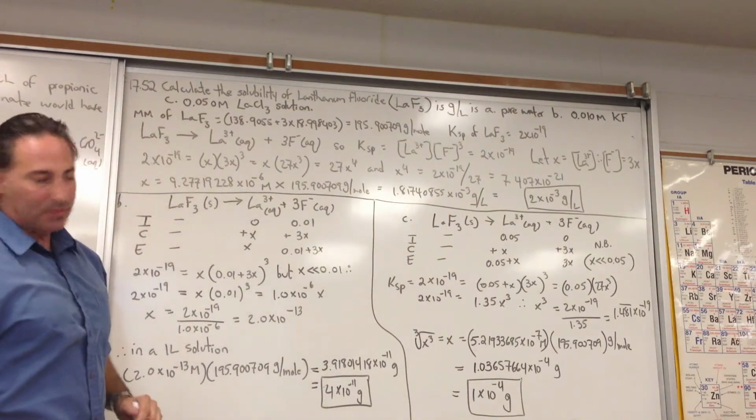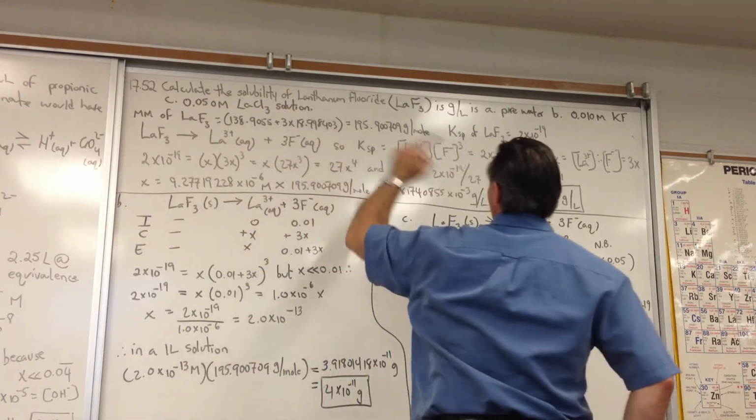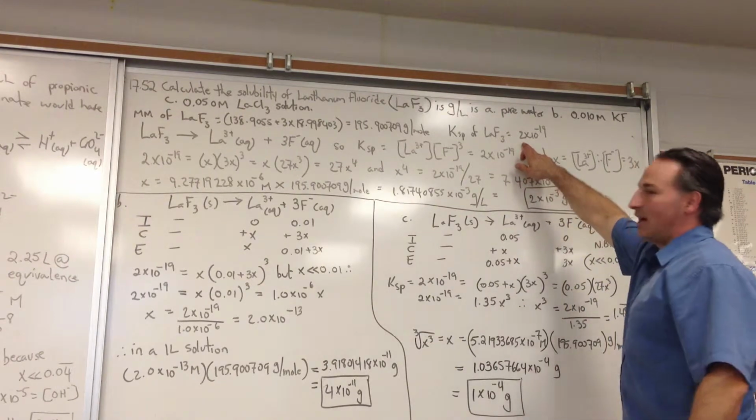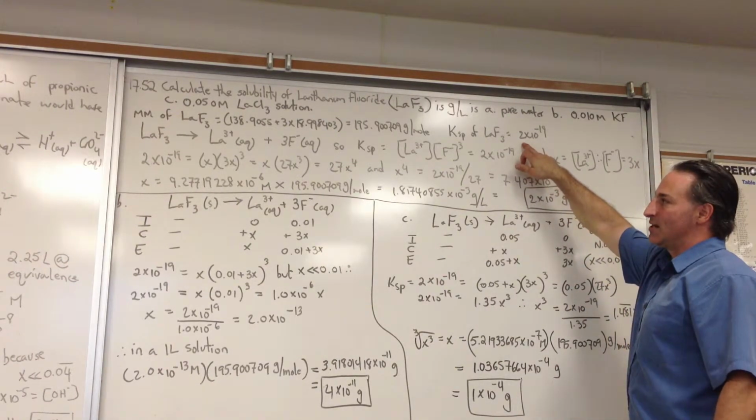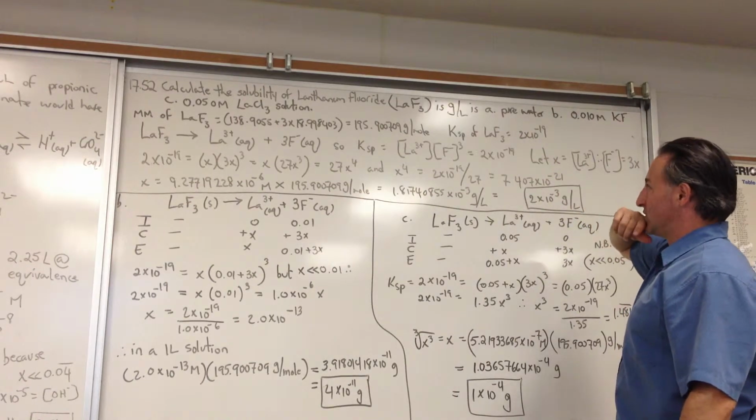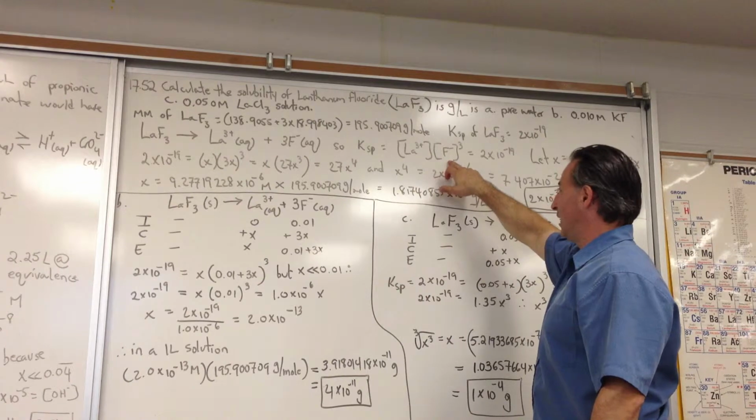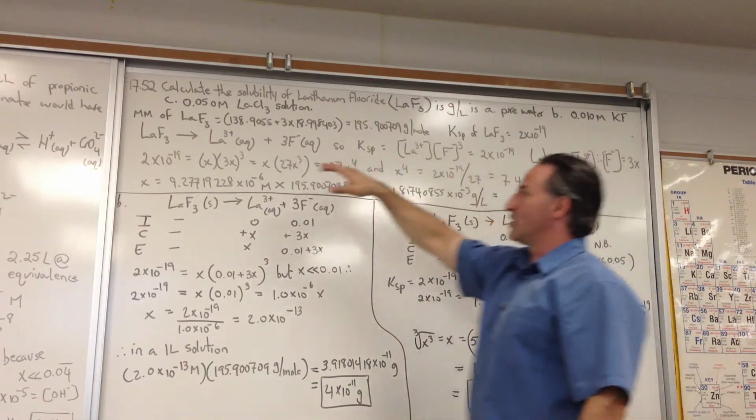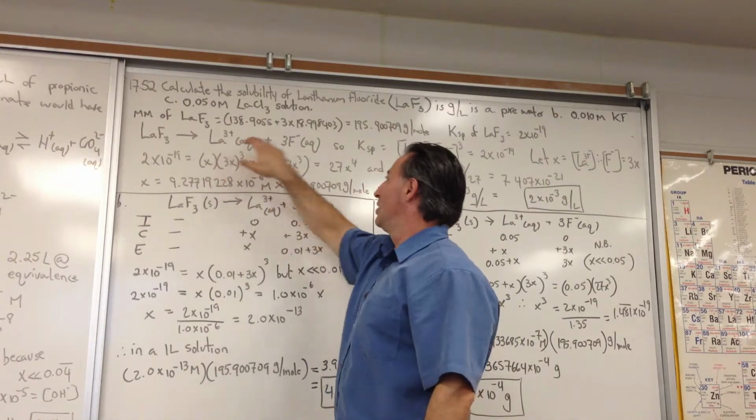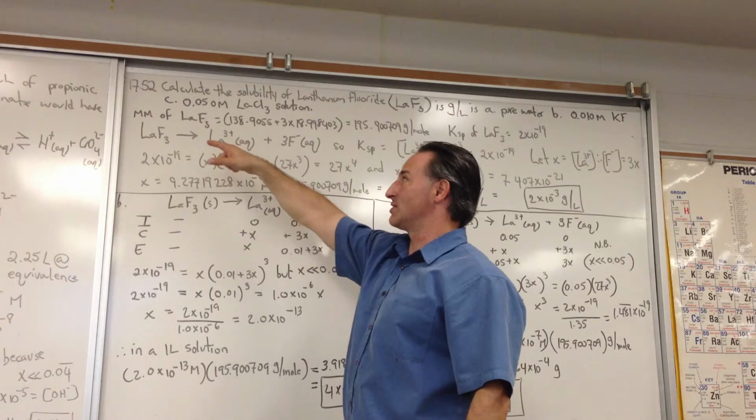In the first step, we find first of all the molar mass of lanthanum fluoride, which is 195 grams per mole. We look up the Ksp of lanthanum fluoride, which is 2 times 10 to the minus 19. We see that lanthanum fluoride dissociates into the lanthanum cation and the fluoride anion. And we also notice that 3 fluoride anions are released for every lanthanum cation. So the concentration of fluoride is going to be 3 times the concentration of lanthanum when it does dissociate.